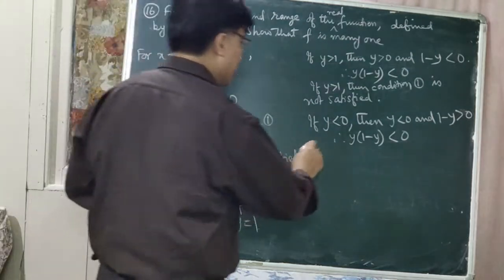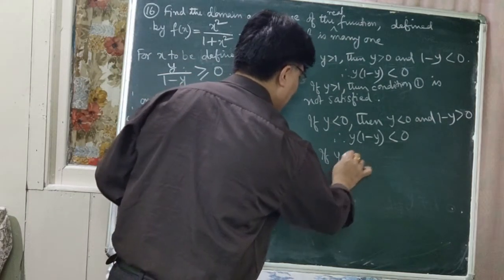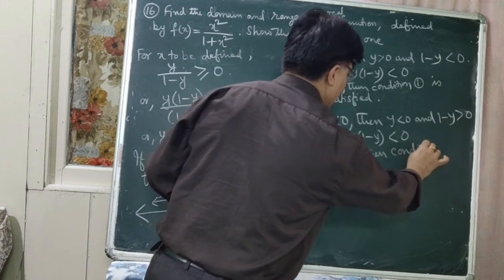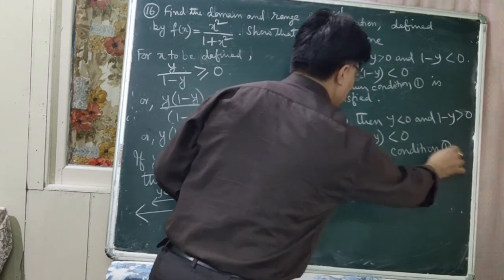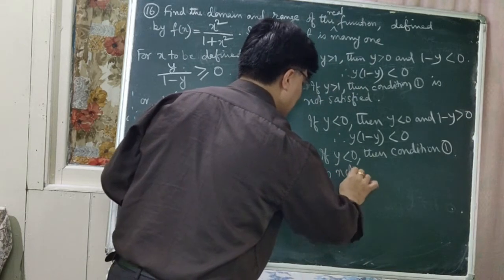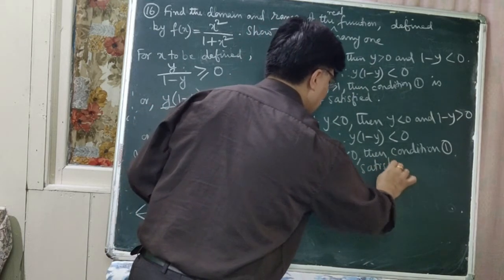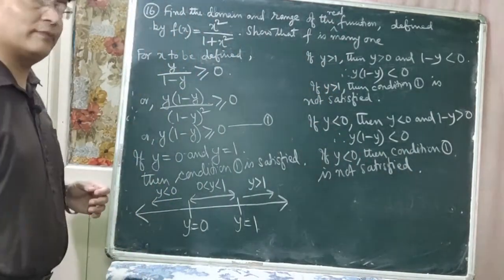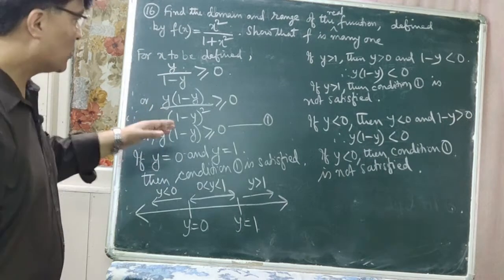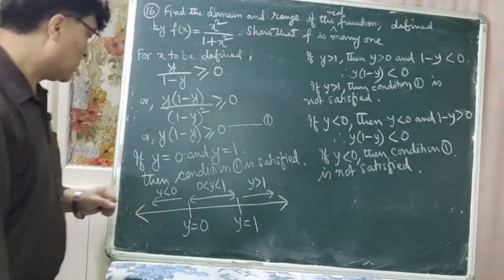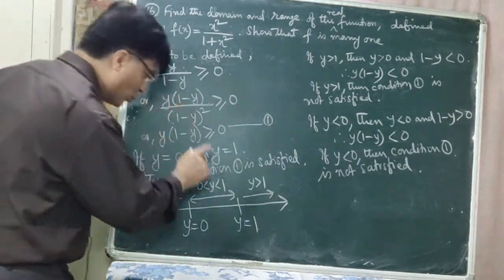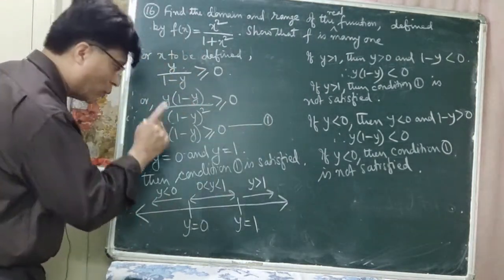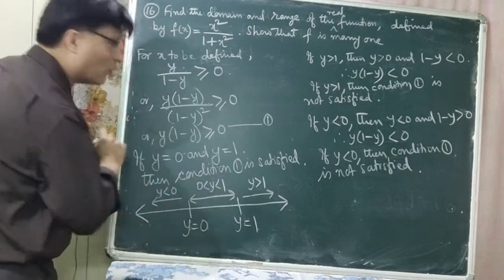Okay. So here you can write, if y is less than 0, then condition 1 is not satisfied. So I think you have understood it. Okay. So next one is, now you have to check condition number 1, whether it is satisfied or not when 0 is less than y less than 1.